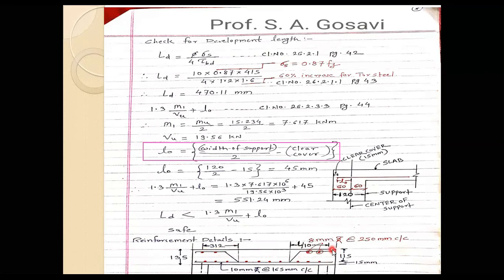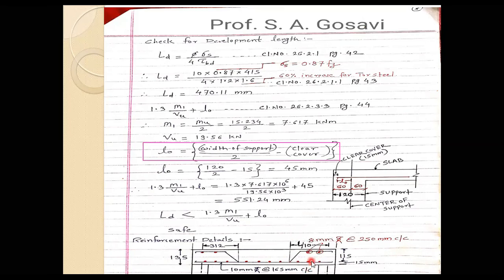What is the length from the center of the support? If you see, this is the center of the support. From the center of the support at a distance of L by 10, this point will be there. So it works out to be 312, which I have shown over here. This is the overall depth of the slab, 135. This is the effective depth of the slab, from the top up to the center of the reinforcement. Below that, the clear cover is there.